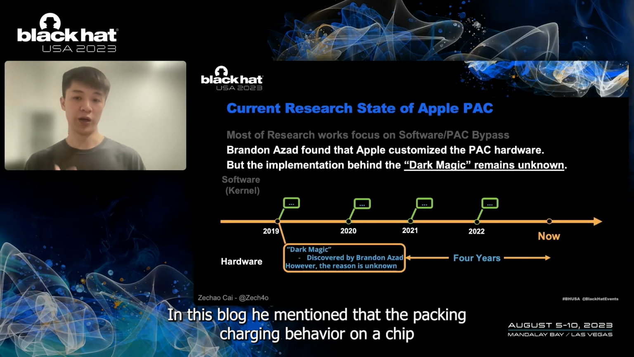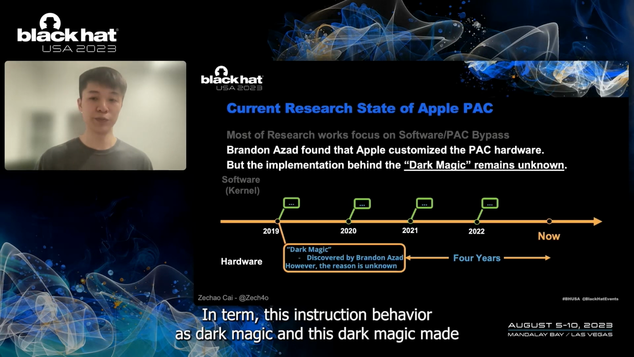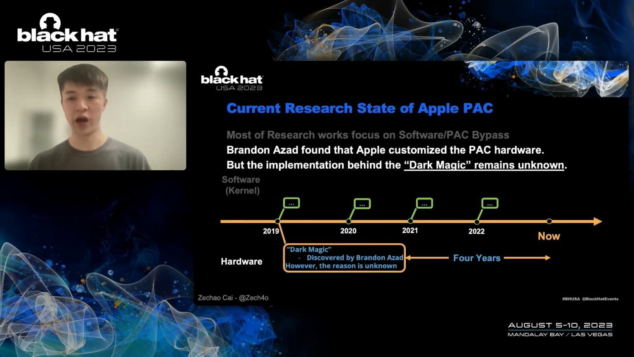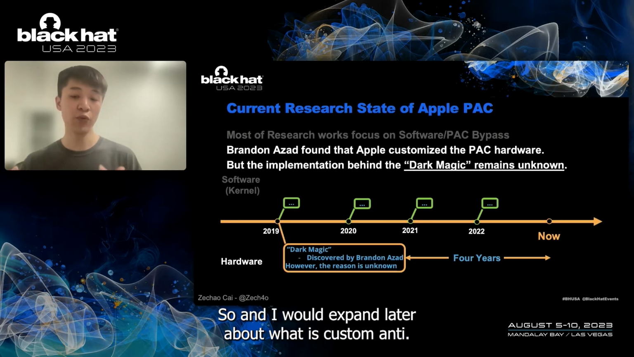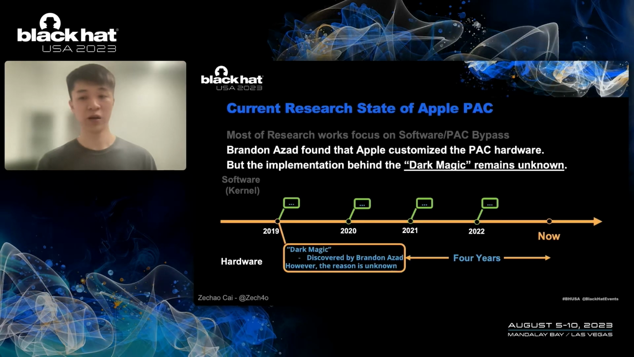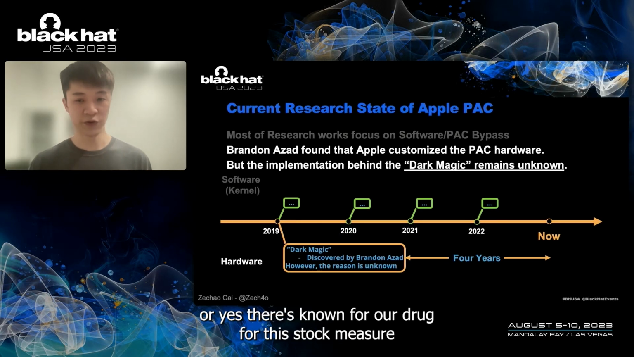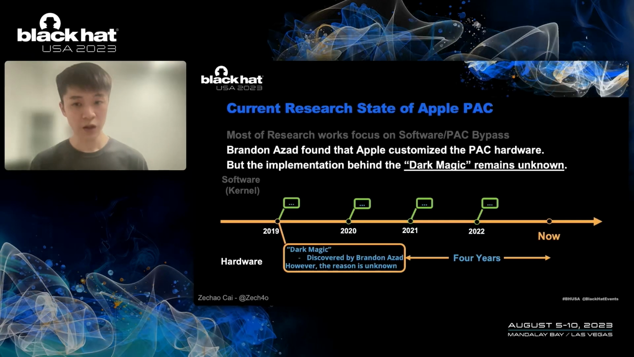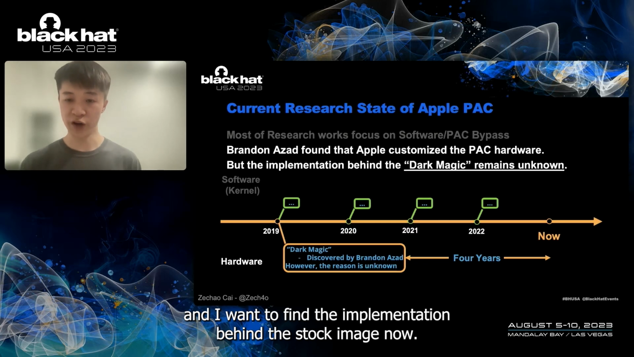In this blog, he mentioned that the PAC instruction behavior on the A12 chip is significantly different from the ARM spec one. He termed this instruction behavior dark magic, and this dark magic allows Apple PAC to mitigate cross-domain attacks without software support. I will explain later what a cross-domain attack is. But here we can see that in the past 4 years, there has been no follow-up work on this dark magic. So that's the main motivation of my research, and I want to find out the implementation behind this dark magic.